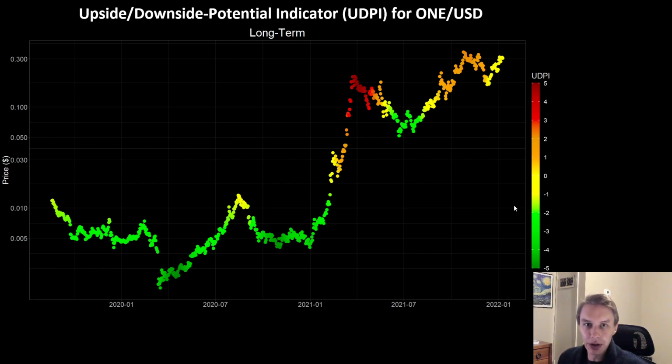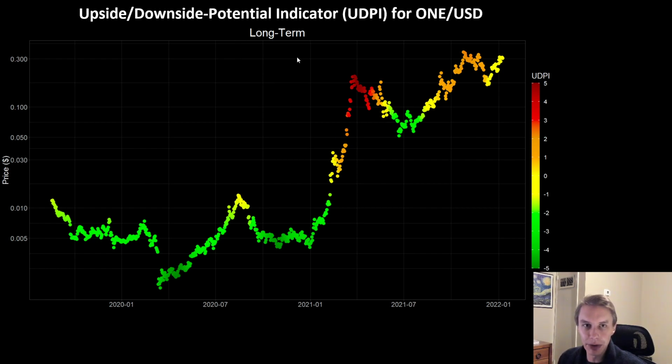So if you've been following the channel, you're familiar with our risk model, the upside downside potential indicator. What I'm showing you in this graph is the price history of one over time, with each dot being a day and each day being color coded based on the output of our risk indicator. So a score of 5 is high risk, a score of -5 is low risk.